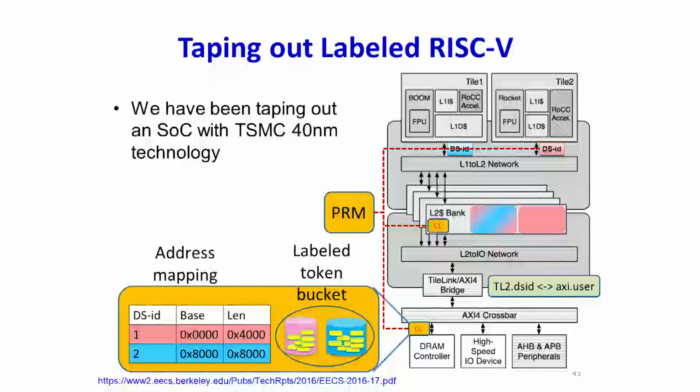We added a register here. This is the label register. We add a control logic at the level 2 cache, and we can add a control logic at a DRAM controller. So we connect all the control logic to form a control plane. This is the PRM. It's a very easy design. So even for adding labels with Chisel, it's only 10 lines of code.